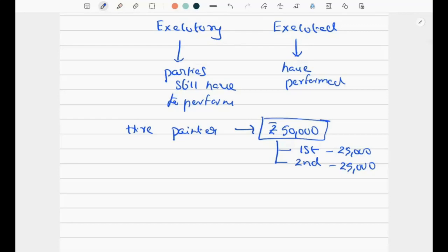The first payment you have made, and the painter starts painting the house. You have divided the work so that for the first installment he'll paint your living room, and for the second week he'll paint the entire house. If we relate this example to the executory and executed contract, executory means parties still have to perform. In this case, the contract remains executory as long as the painter has more work to do.